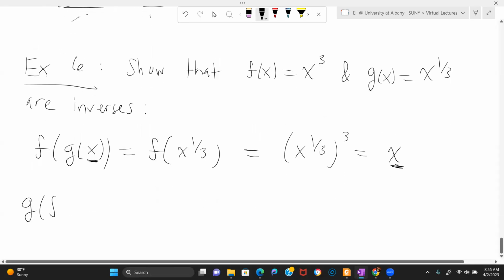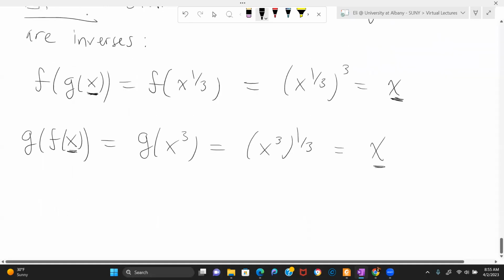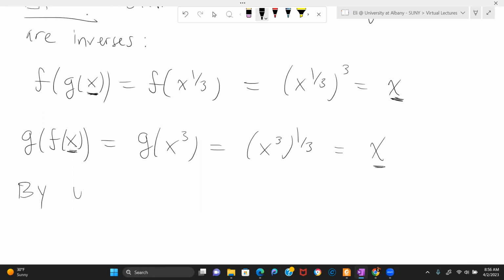What about the other direction, or the other composition? So let's verify that. f of x is defined to be x cubed, and then g is defined to be the cube root of it. So you take x cubed to the 1/3. And now the 3 and the 1/3 are going to cancel to give you x. So g composed f takes x and sends it to x. And then what you can say is, this does show that they are inverses. And then by uniqueness, you can say that g is equal to f inverse. g is going to be the inverse function.